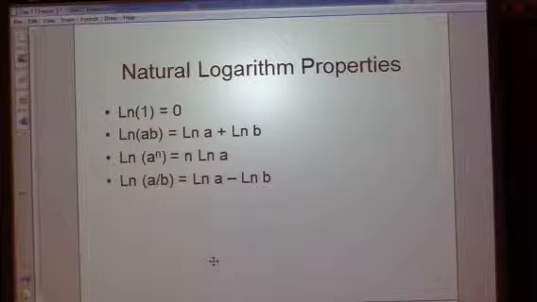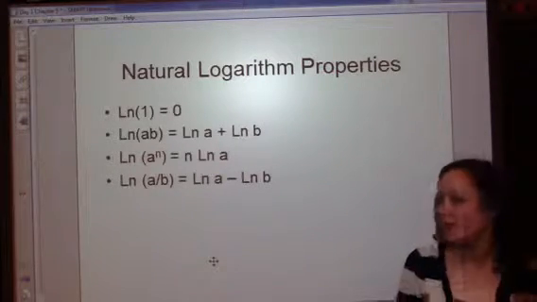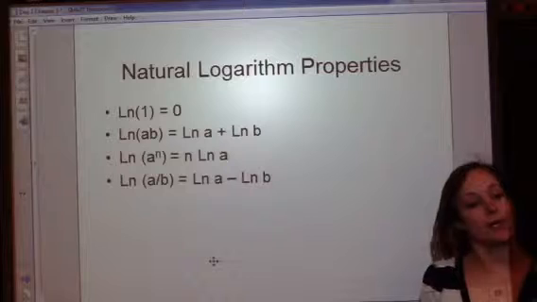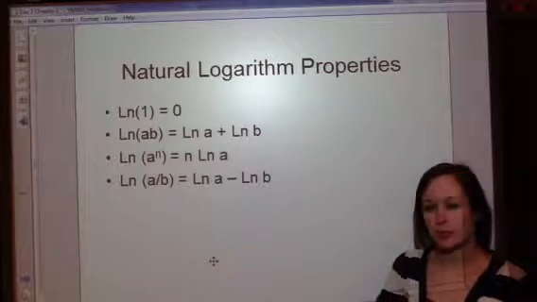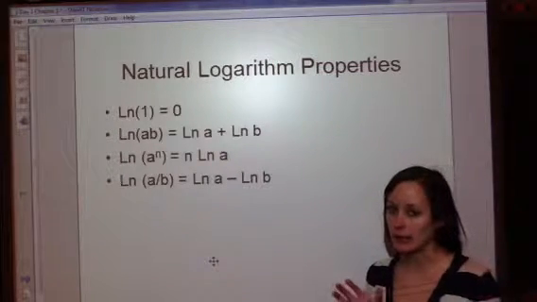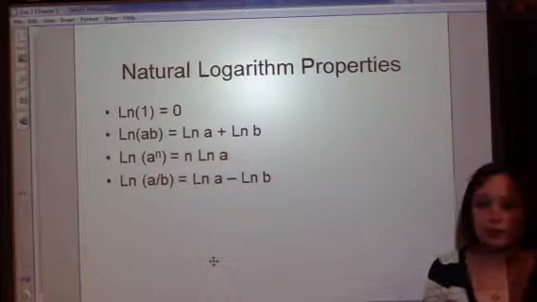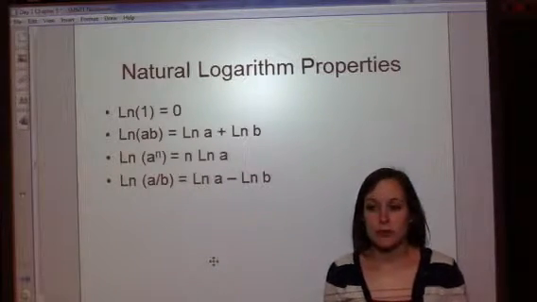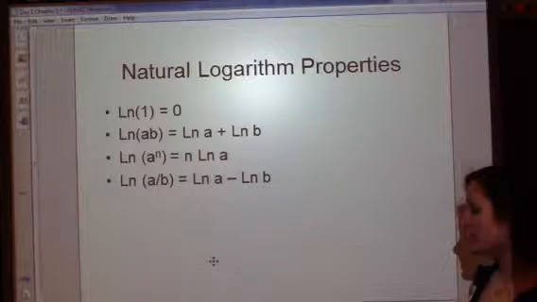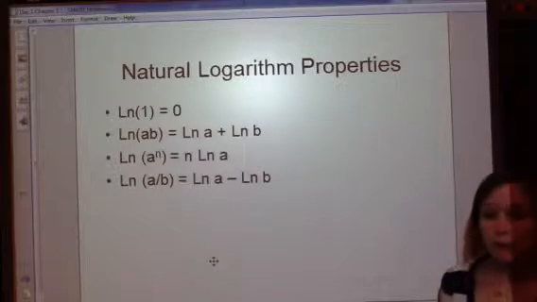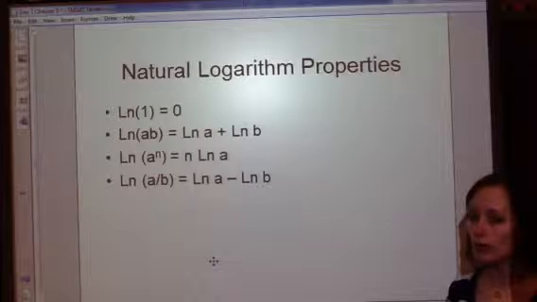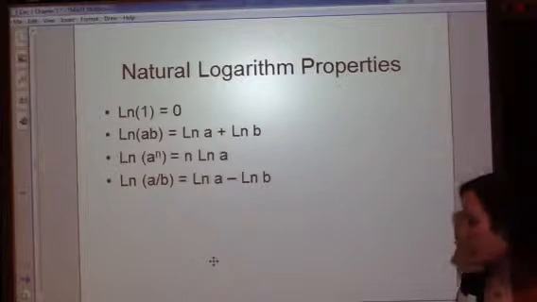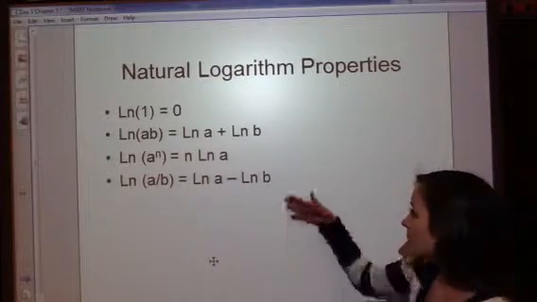Alright guys, the last chapter of calculus is dealing with derivatives and antiderivatives, so we have to go back and forth, so it might get a little bit tricky, with natural logarithms, exponents, exponential equations, and different things like that. So we need to learn some properties before we can do derivatives of natural logarithms.